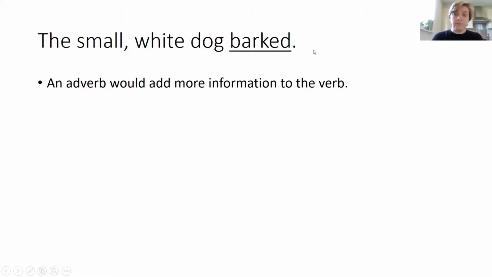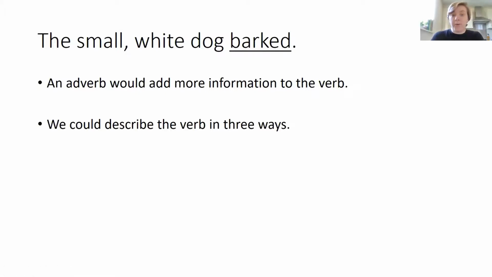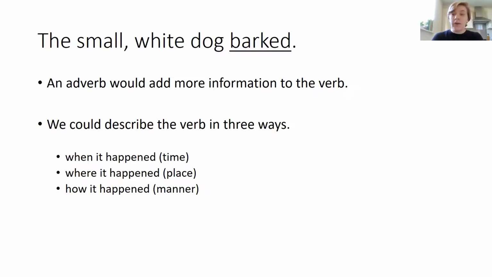We could describe the verb barked in 3 different ways. We could describe when it happened, that's an adverb of time. We could describe where it happened, that's an adverb of place. Or we could describe how it happened, that's an adverb of manner. And I'm going to go through them now and give you some examples.